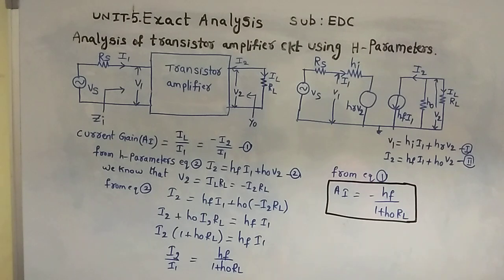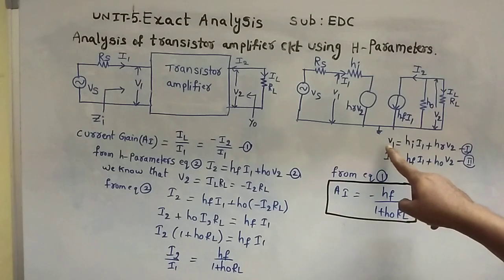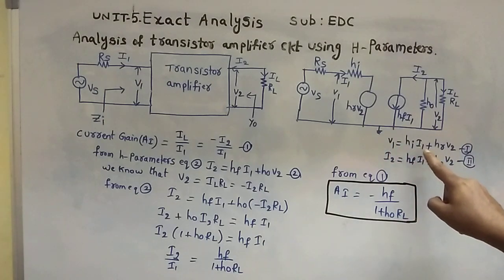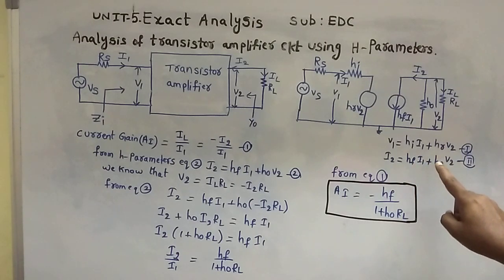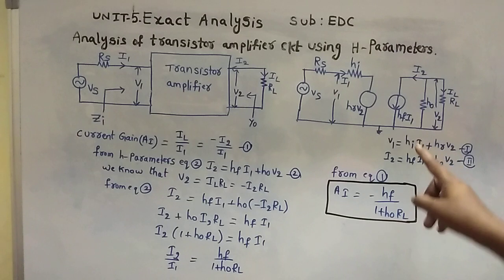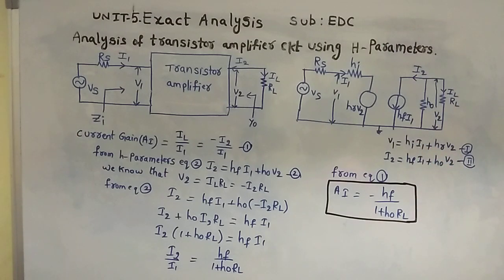Before discussing those parameters, we have two hybrid parameter equations. One is V1 equals HI into I1 plus HR into V2, and I2 equals HF into I1 plus HO into V2. These two formulas you have to remember compulsorily. Based on these two formulas, we can derive all the parameters.